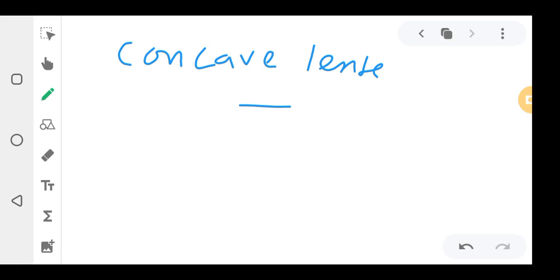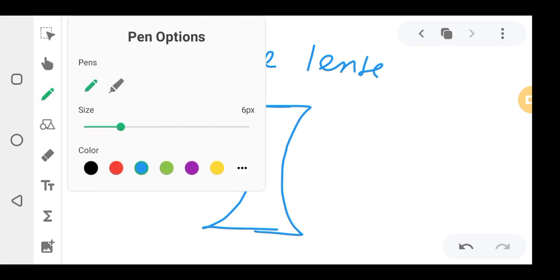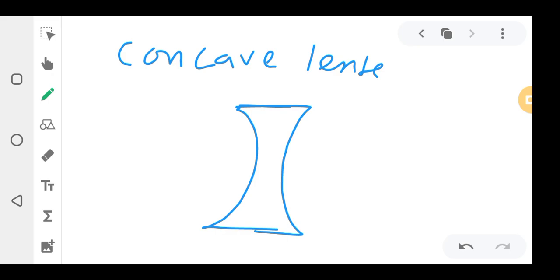Now, let me explain a little bit about how light behaves with a concave lens. If this is a concave lens, it's like this, and I'll use red to symbolize a ray of light. When a ray of light is coming like this, I'm just showing you how the concave lens works.